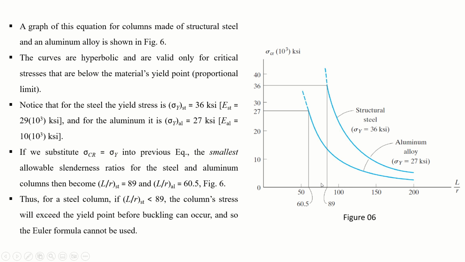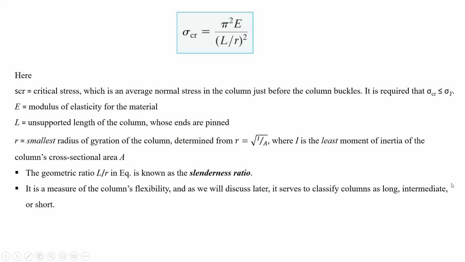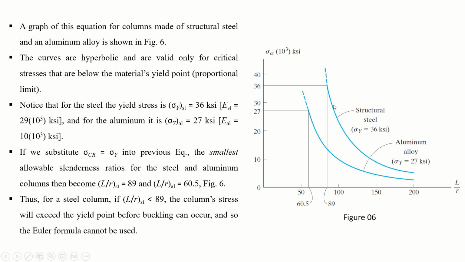A graph has been made for this sigma critical and L by R. You can put different values of L by R to get different values of sigma critical by keeping E constant. This one is for structural steel, where E is constant, and this one is for aluminum, where E is constant, right? So you are just changing your L by R, and your sigma critical is changing. Now you just go through this text, and you can better understand what happens.